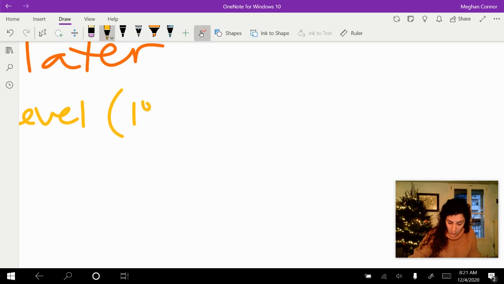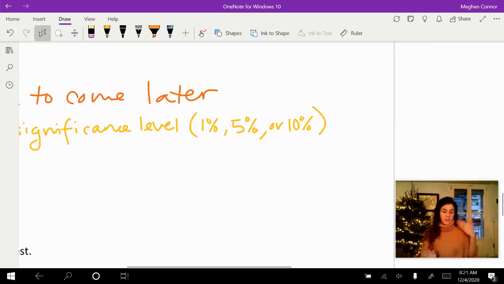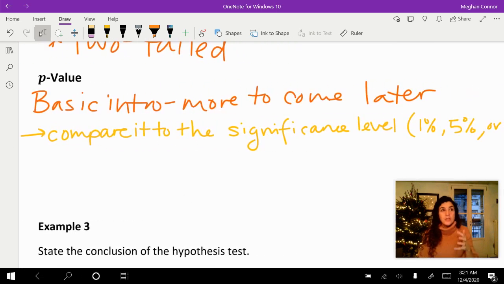It's almost always in this class in IB going to be 1%, 5%, or 10%. So at the beginning of the question, they're going to say, hey, you're testing your hypothesis, and we're doing it to a level of significance of 5%. 5% is the one I see the most. So you get this p-value, and then you compare it to the significance level. The idea is that if you are less than that significance level, then you reject the null hypothesis. So let's write that down.